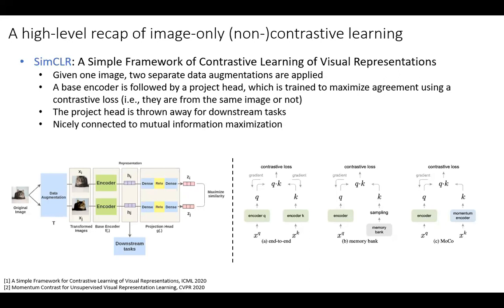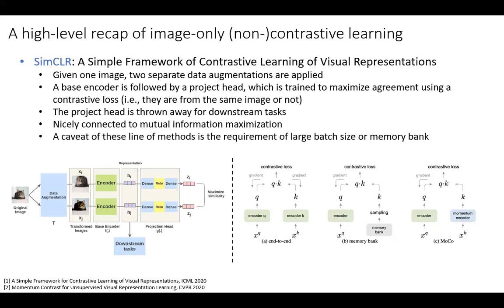And then the methods can also, due to the use of contrastive loss, you can always try to connect with the mutual information maximization literature. But as you can see, this is basically all the same framework for image-only contrastive learning, right? You have one input image, then get a different augmentation. Then you are trying to learn a contrastive model from it. But the caveat is you will need a very large batch size, for example, for SimCLR training, or you will need a very large memory bank, for example, for the MoCo training, right?